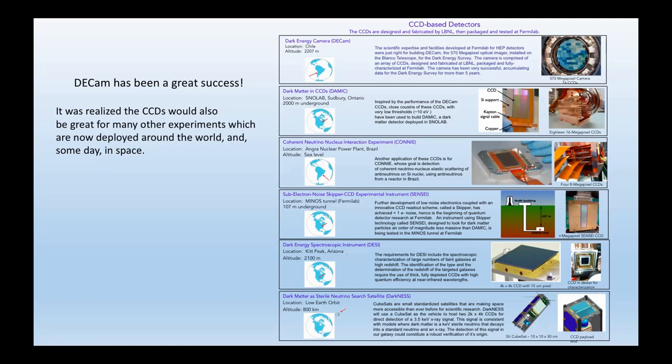There are the Skipper CCDs that were in the MINOS lab tunnel at Fermilab for preliminary tests, but is now being deployed in SNOLAB, where DAMIC is, in Sudbury, Ontario. There's the Dark Energy Spectroscopic Instrument, which saw first light mid last year, that's on Kitt Peak in Arizona. And we hope to have a dark matter experiment in space on a CubeSat. So I'm proud of those CCDs, which were designed and fabricated by Lawrence Berkeley National Lab.